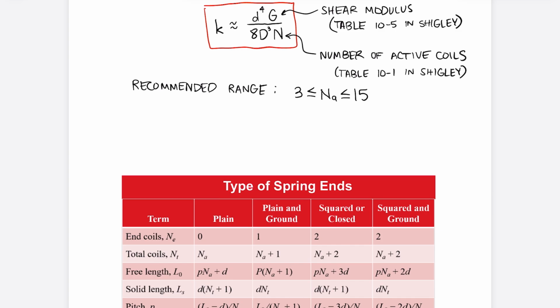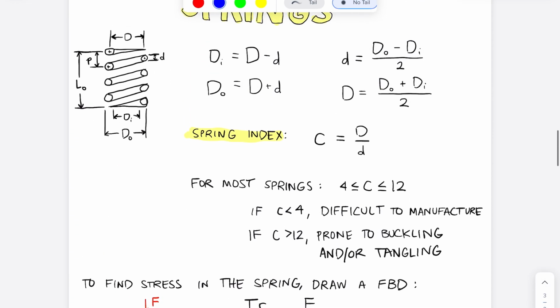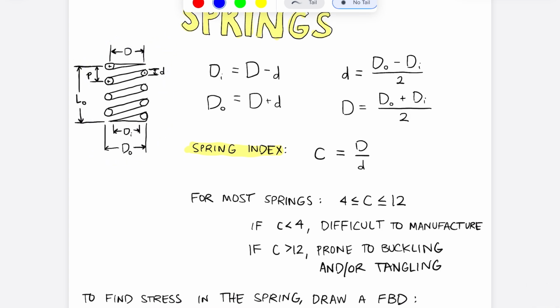And the different types of ends that are listed here are, first of all, plain ends, which is exactly how it sounds. We haven't deformed the ends, we haven't ground them. They just are as they would be if we took a plain helix and cut off the ends. Then we have plain and ground. So this is a plain end spring where we've just ground down the ends to be flat. And that is the type of spring that we drew up here.